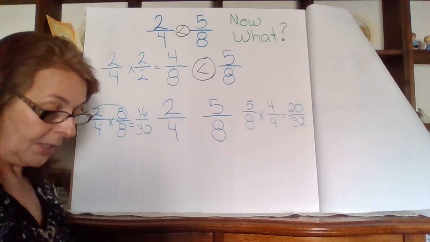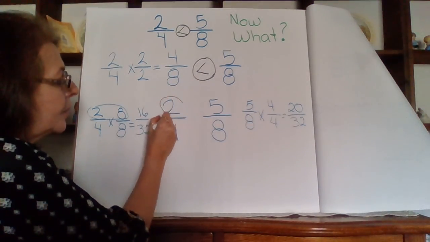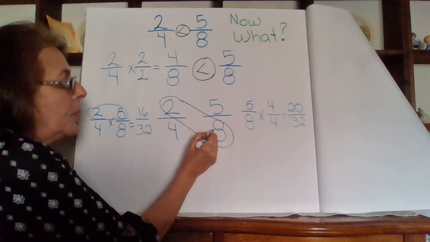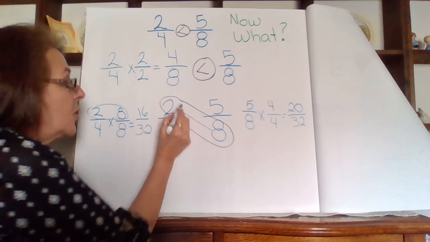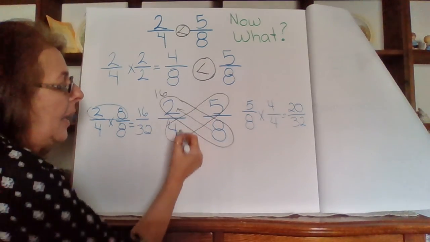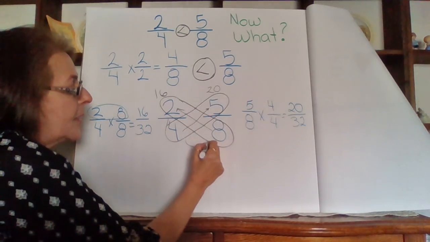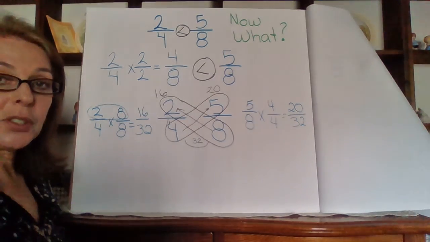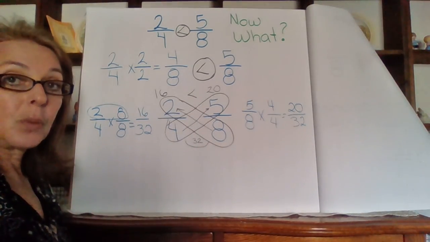Now I'm going to show you a shortcut. This is actually called the butterfly method. And it's a butterfly method because we are going to make a butterfly with our multiplication. So we multiply our opposite denominator to our numerator. We get 8 times 2. We know that's 16. And now we're going to draw our other butterfly wing over here. And we're going to multiply 4 times 5, and we get 20. Now, what we've essentially done is we've multiplied our denominators, which is 32, and all we have to do is compare those two numbers. 16 is less than 20.